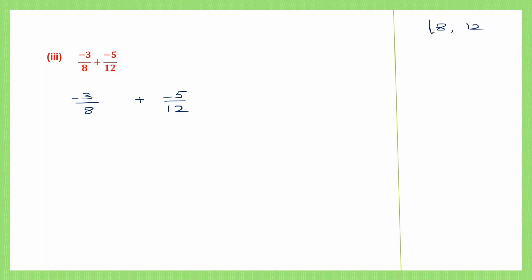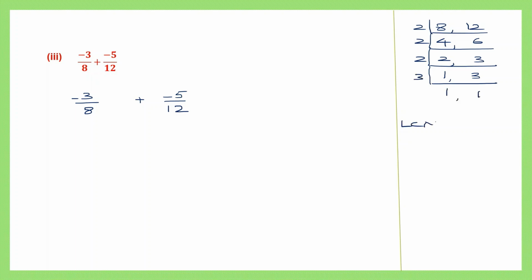So we can begin with 2 here. 2 fours are 8, 2 sixes are 12. Continue with 2 again. 2 twos are 4, 2 threes are 6. Use 2 again. 2 ones are 2, and now we have 3. Now divide with 3, 1 and 1.